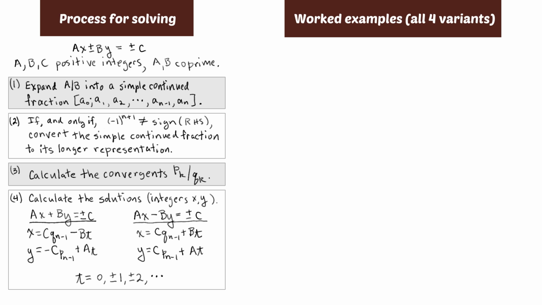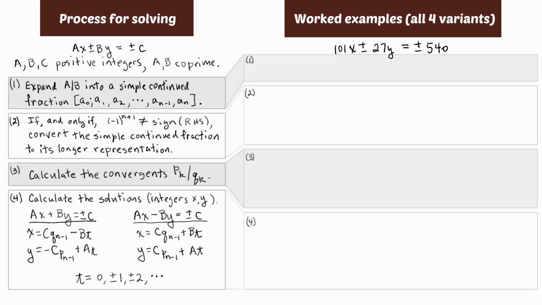And this is the equation we introduced back in part 1, 101x plus or minus 27y equals plus or minus 540. We already showed how to solve one of the variants, 101x plus 27y equals 540. That was in part 3. In this video, we'll show the solutions for all 4 variants. We'll put all 4 of them on one page, including the one we already solved.